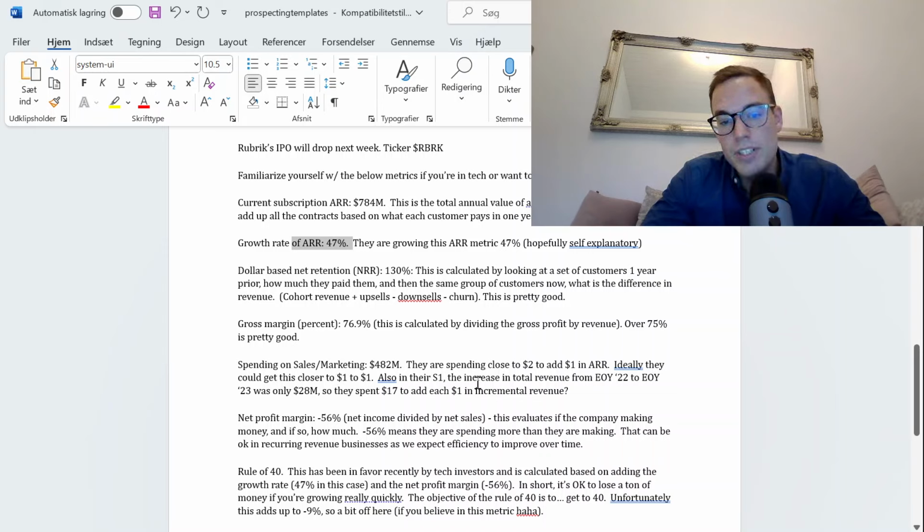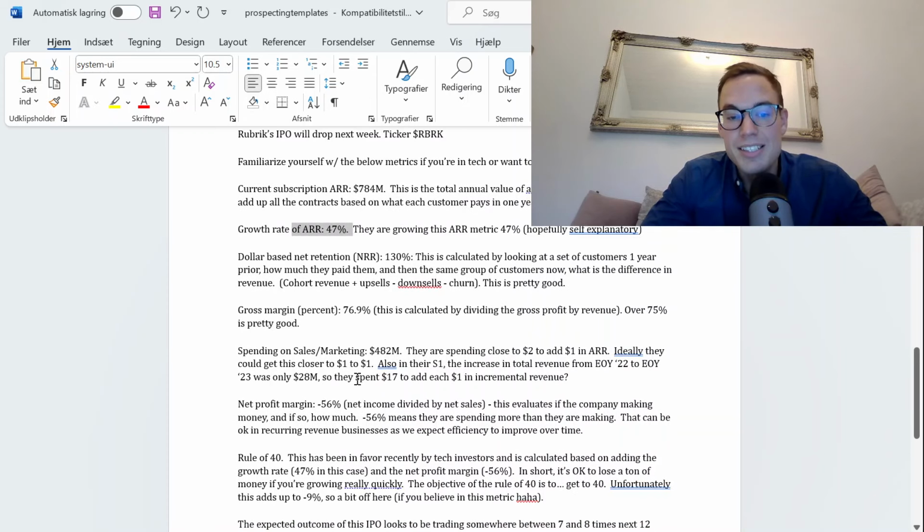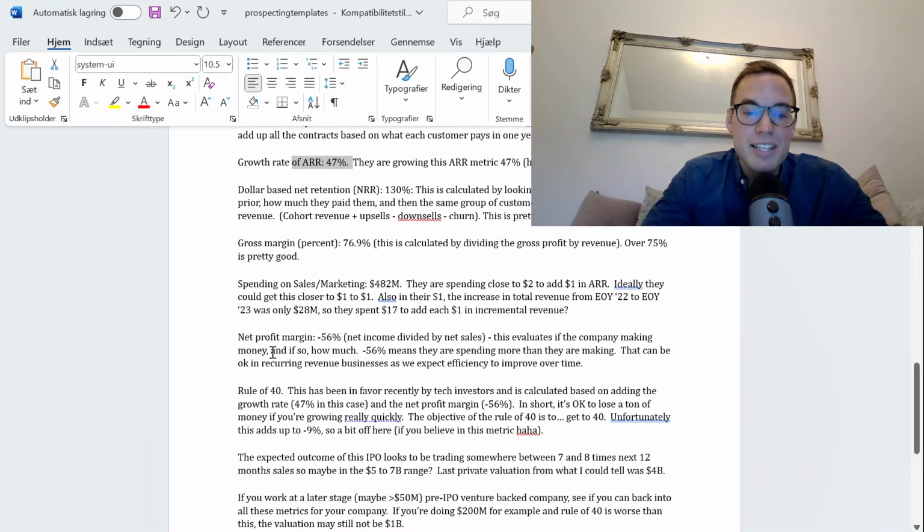And in their S-1 here, we can see that the increase in total revenue from end of year 2022 to end of year 23 was only 28 million. So the way that I interpret this is that they spend $17 to add $1 of incremental revenue, and that's a red flag in my opinion. Then we have net profit margin, minus 56%. So net income divided by net sales. This evaluates if the company is making money. So once again, profitability, they're burning cash. And that's another red flag.